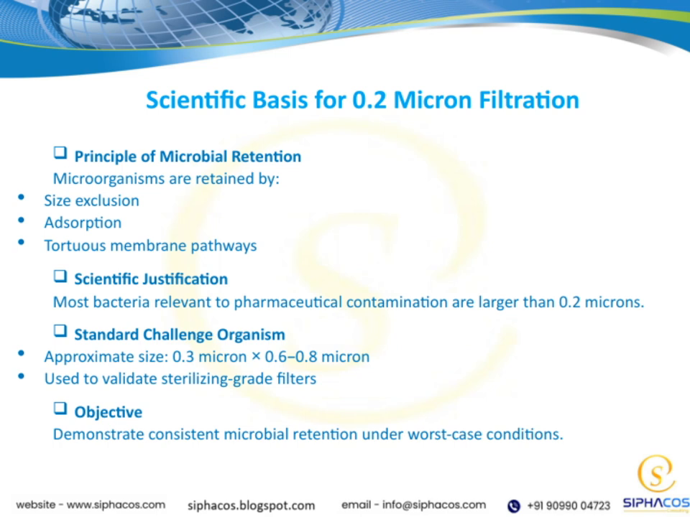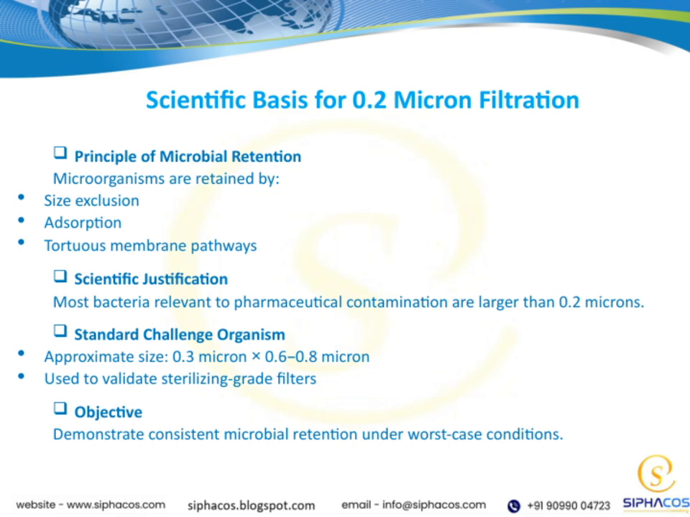Then, there's adsorption, where microbes stick to the surface of the membrane, adding an extra layer of protection. Additionally, the tortuous pathways within the membrane create a complex route that microbes cannot easily navigate through. Now, the scientific justification for using a 0.2 micron filter is based on the fact that most bacteria relevant to pharmaceutical contamination are actually larger than 0.2 microns. This means that a properly functioning filter can reliably retain these microorganisms.